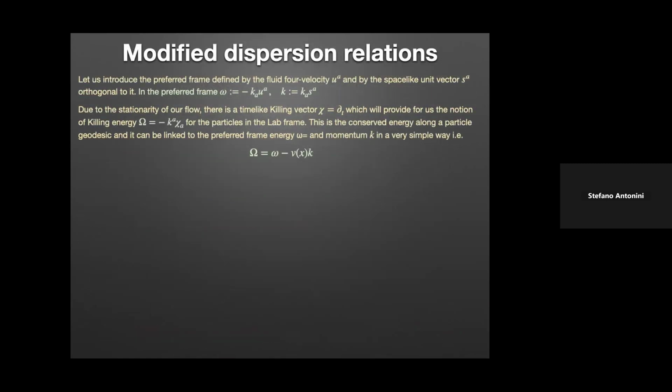Now, in our case, you have a preferred frame, the frame in which you provided a dispersion relation, and you can basically take the four-velocity of your fluid and the vector orthogonal to your four-velocity. If this reminds you of what Thomas was doing yesterday with Horava gravity, it is very close, although there are some differences that, if you want, I can tell you at the end. And then you have a way to relate your Killing frequency, which is the conserved frequency along the ray, since we are in a stationary flow, with the preferred-frame quantity, and this is the simple relation that you get.